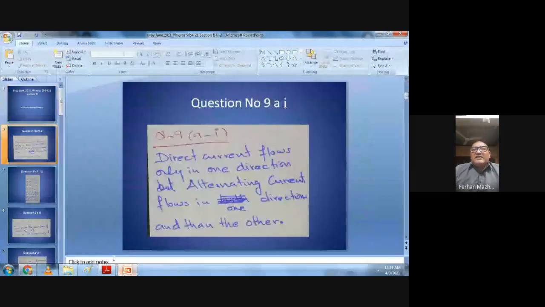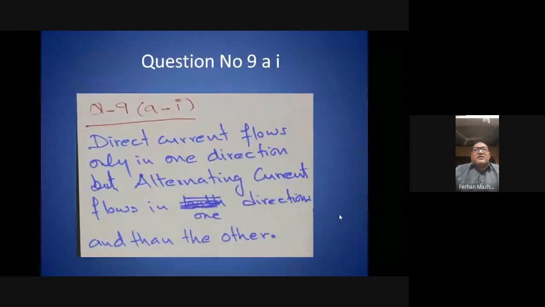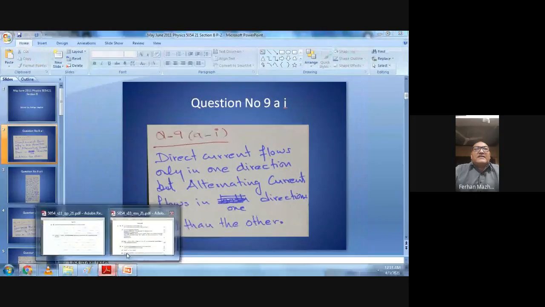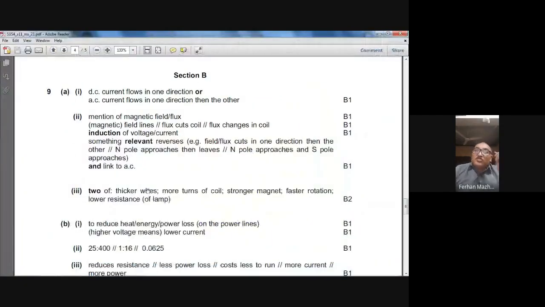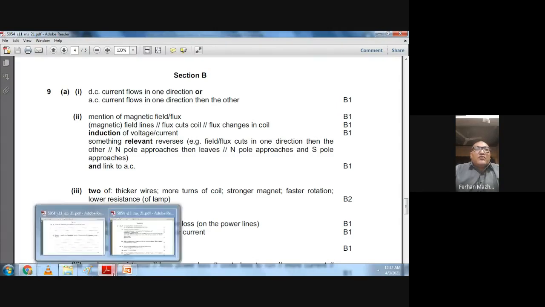This is the main difference between the alternating current and the direct current, DC current. I've written this answer on a paper. Let me show you my work. Here on your screen: direct current flows only in one direction, but alternating current flows in one direction and then in the opposite direction, or the reverse direction. So this is my answer. Let me check the marking scheme. The marking scheme says the DC current flows in one direction, or AC current flows in one direction, then the other. So it's a very simple 1 mark question. Hope you will be able to do it.